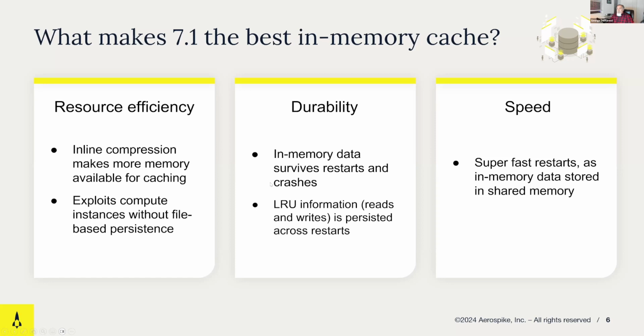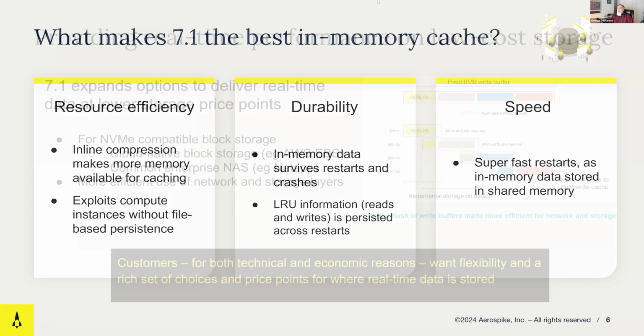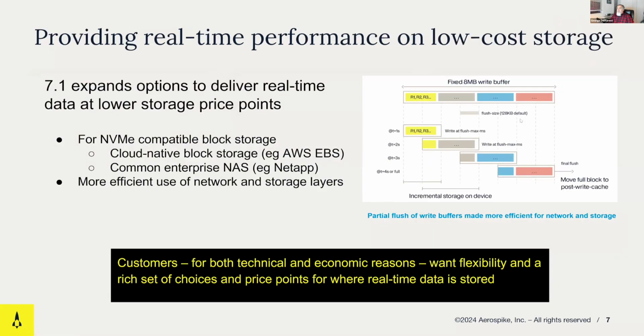move forward from here and talk about the next major area of development for 7.1, and that is in the area of storage optimization, particularly for network block storage and NVMe compatible block storage. Why did we do what we did and why did we do it, Ronan?